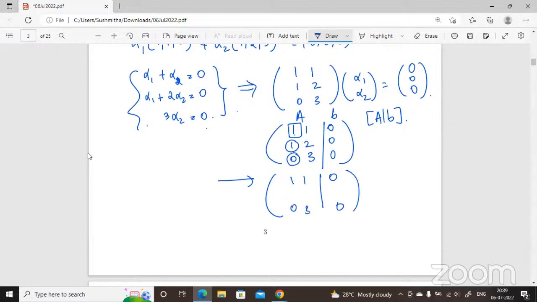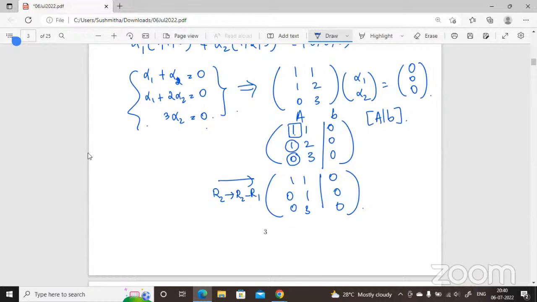0, 3, 0. I want to make this entry 0. How will I do that? R2 minus R1. You replace R2 with R2 minus R1. So 1 minus 1, 2 minus 1, 0 minus 0. When you have a homogeneous system, it doesn't matter whether you put this B or not, right? Because it's all going to be 0 times something, 0. So the last column is always going to be 0 when you have a homogeneous system. So you can ignore that if you want.